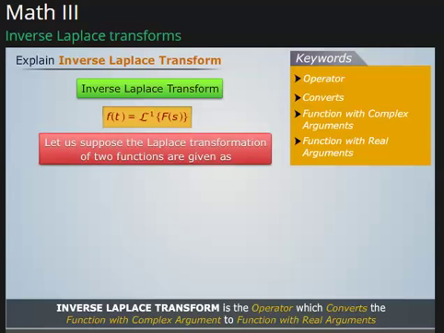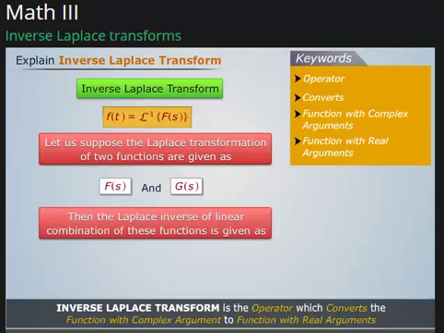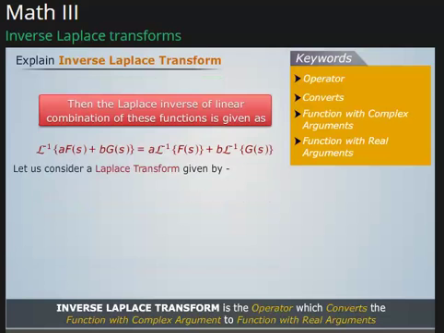Let's suppose the Laplace transforms of two functions are given as, then the Laplace inverse of a linear combination of these functions is given as, let's consider a Laplace transform given by, we will now find its inverse Laplace transform.